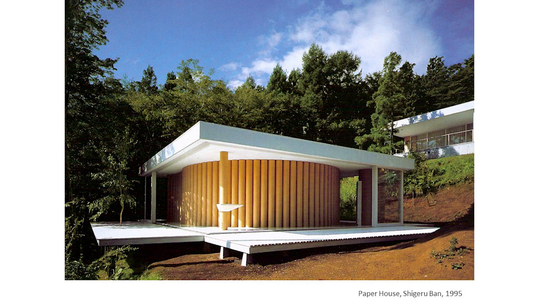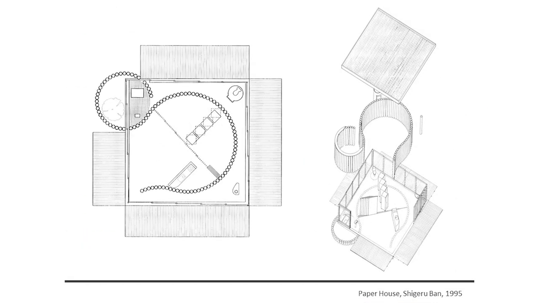And the first ever permanent structure built with the use of paper tubes was the Paper House by Shigeru Ban. It's his summer house. Here he used 118 paper tubes put in a C shape, and they divide the house into the living space with the kitchen.